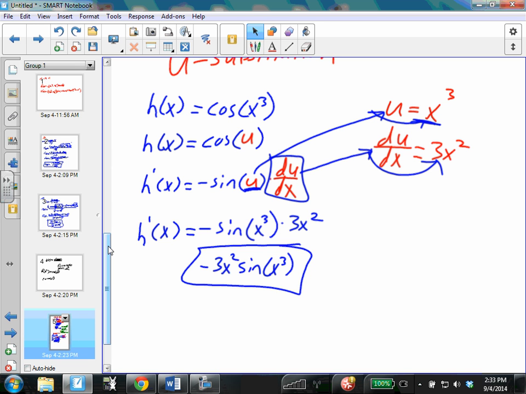Okay, Landon. Yeah, the only reason I'm using the u is to simplify things.